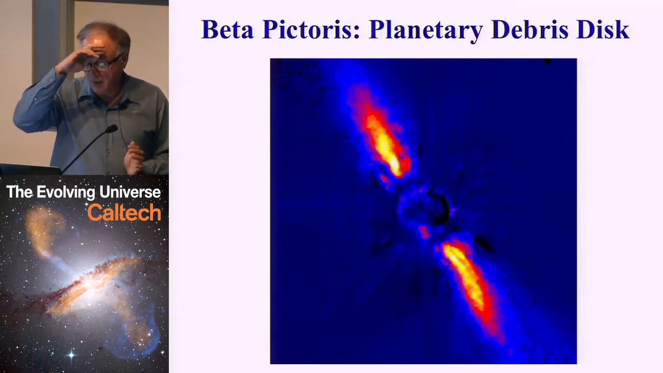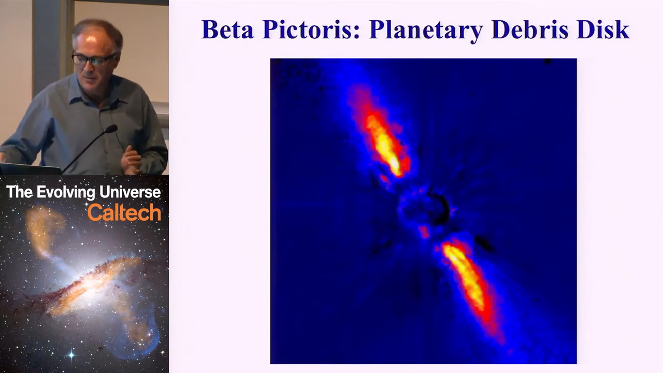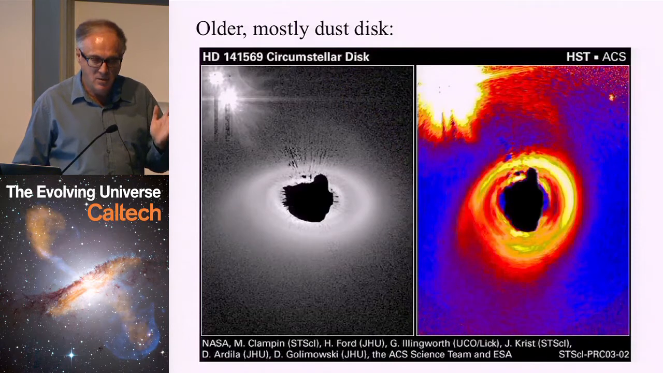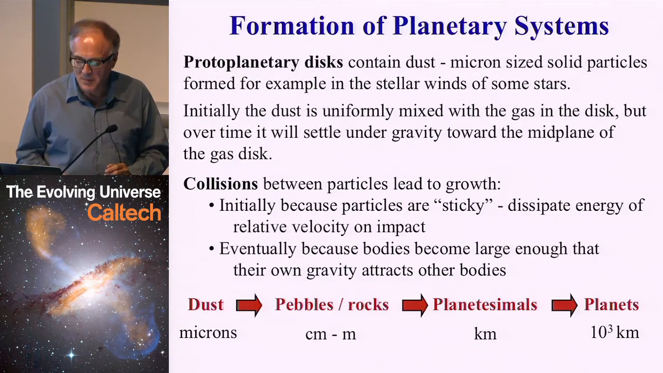Here is a picture of the first detected actual protoplanetary disk around the star Beta Pictoris. The star itself is blotted out here with a coronagraph, and many more like that have been seen. So we've seen these actual cold disks left over from star formation, inside of which planets form. And the formation goes through several steps.